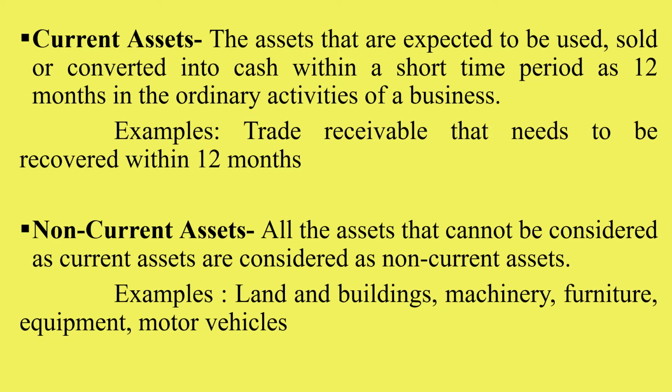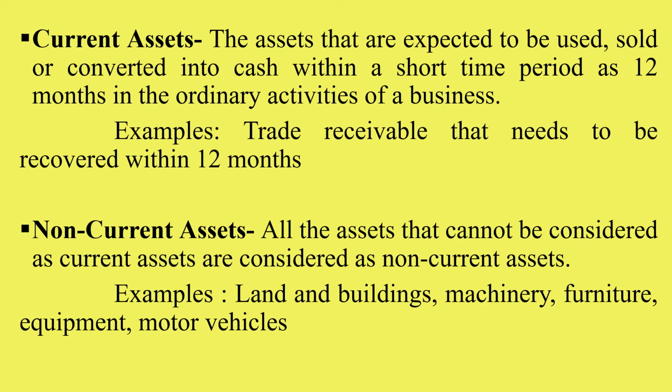For example, trade receivables that need to be recovered within 12 months. That means if you are providing goods on a credit basis, we call them trade receivables. So there are trade receivables which you have to recover within a 12-month period. So that is a current asset of the business.